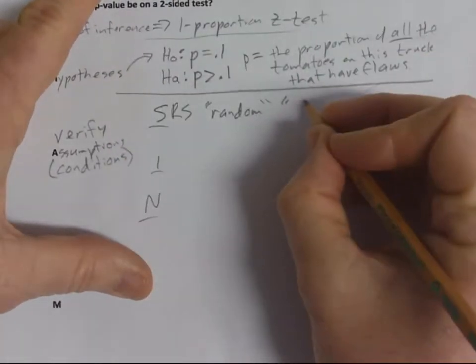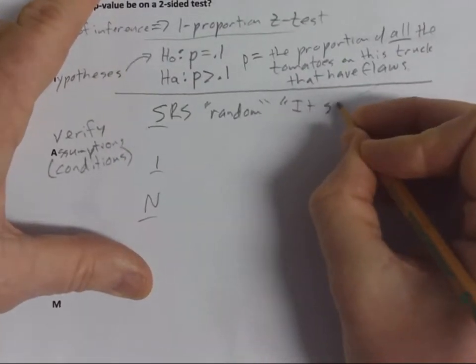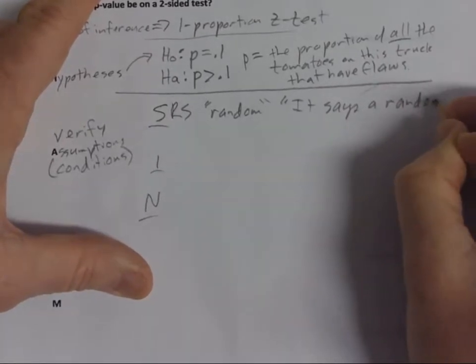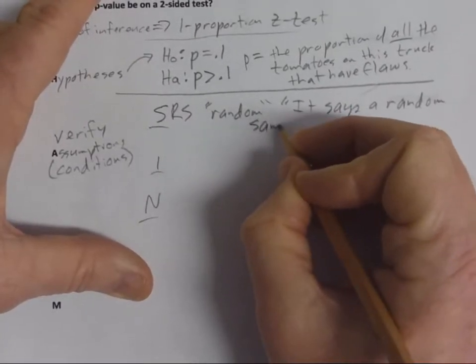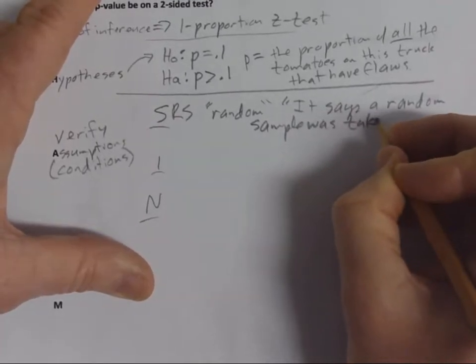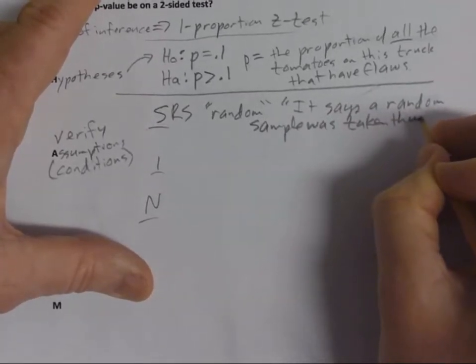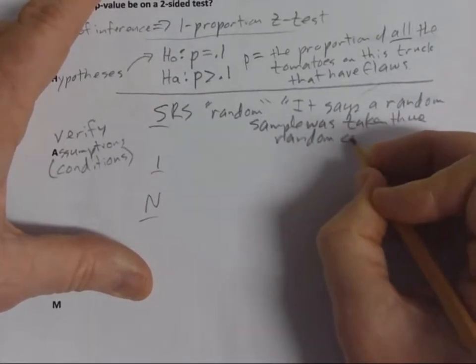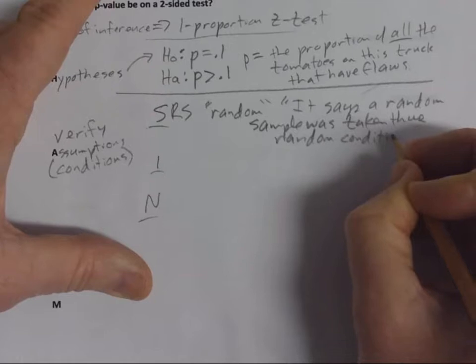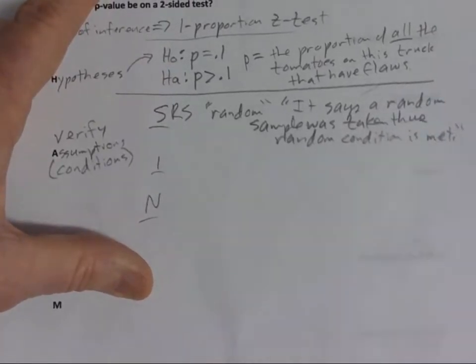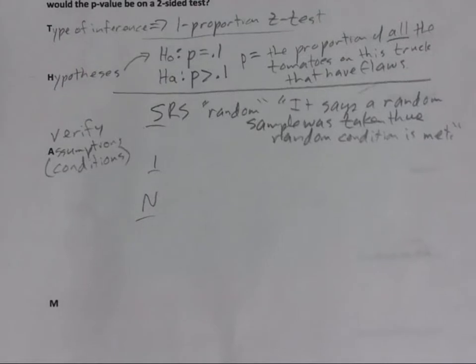So you would say this: a random sample was taken, thus random condition is met. This prevents bias, just like the last chapter, and that's always our most important condition, by the way.